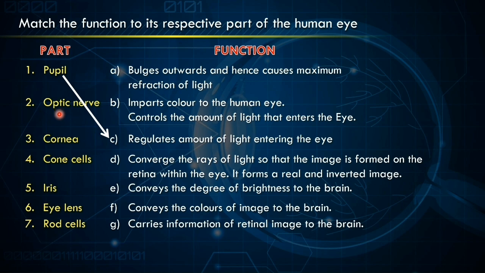Etia next optic nerve to soa. So optic nerve se electrical signal retinar pra brain ole carry kore. So option C is the correct match. It carries information of retinal image to the brain.